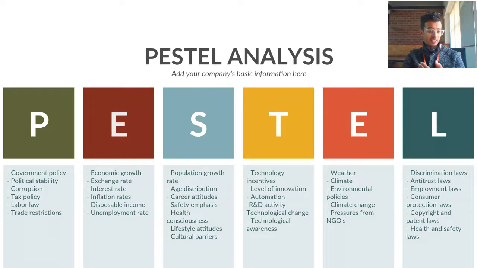So, what is the unemployment rate and all these things? These come under economic factors. The next thing is socio-cultural factors. These purely depend on the people in the locality. That is, what is the population growth rate, what is the age distribution or demographics over there, and what are the attitudes and behaviors of those people?